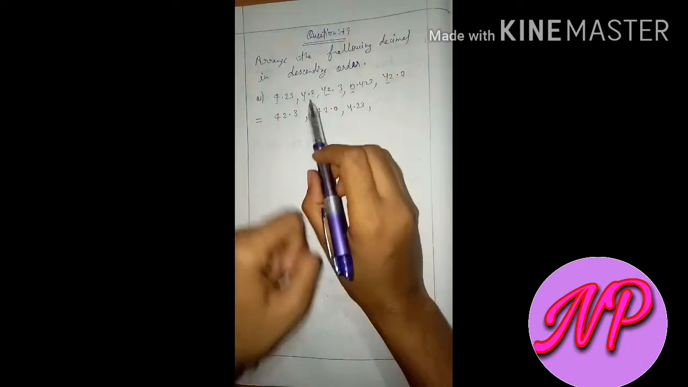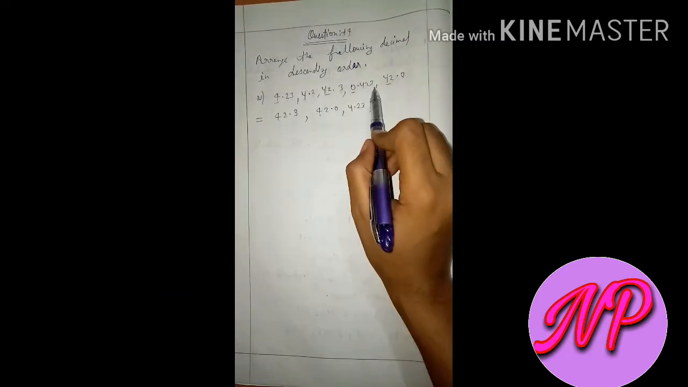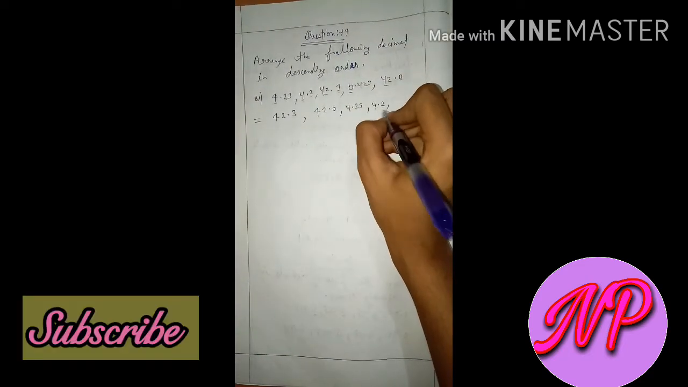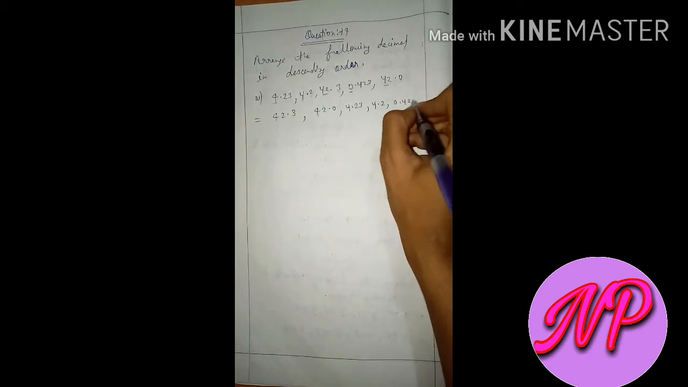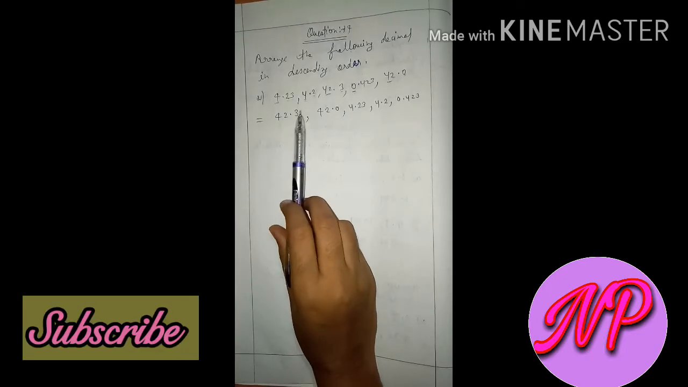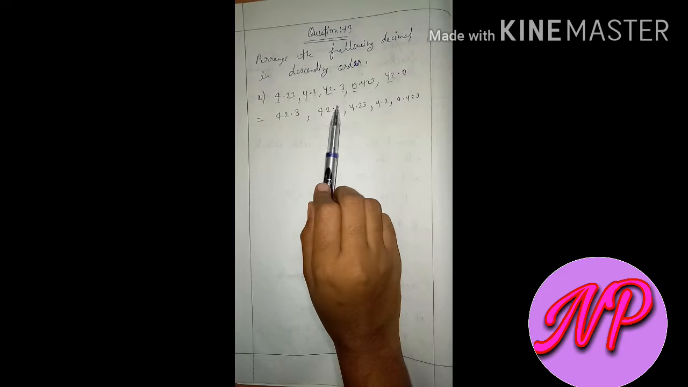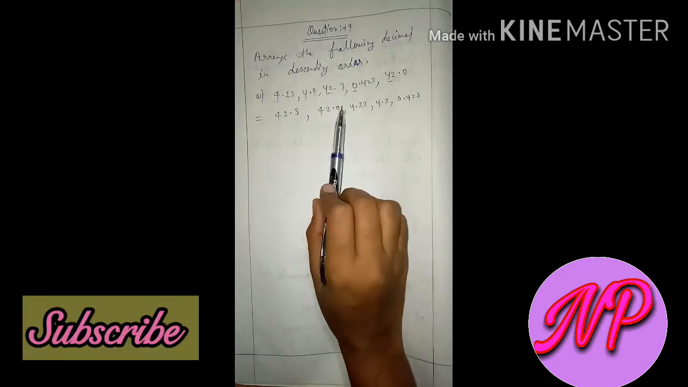Got it? Now we will compare 4.2 and 0.423. Which one is greater? This will be the greater, 4.2. At last 0.423. Like this you will arrange the decimals in descending order. Okay, firstly you will compare them, and after that you will arrange them in descending order.